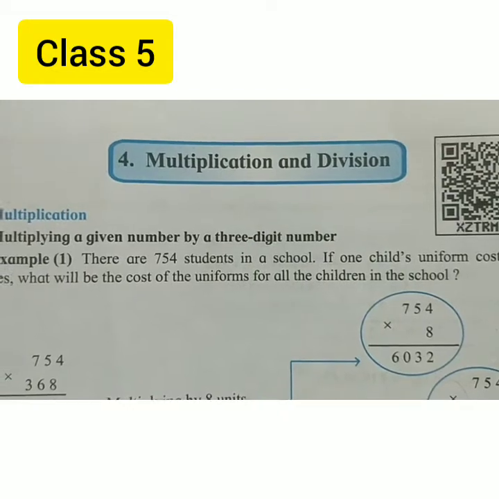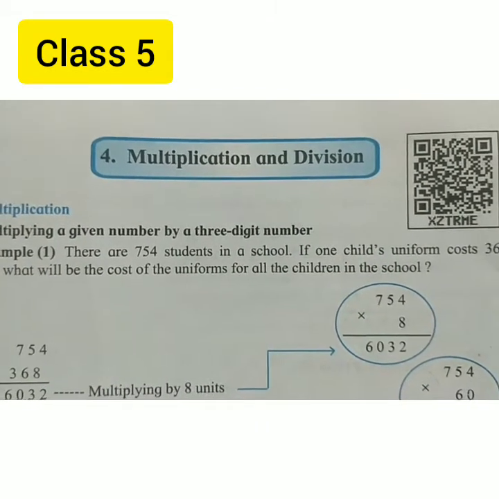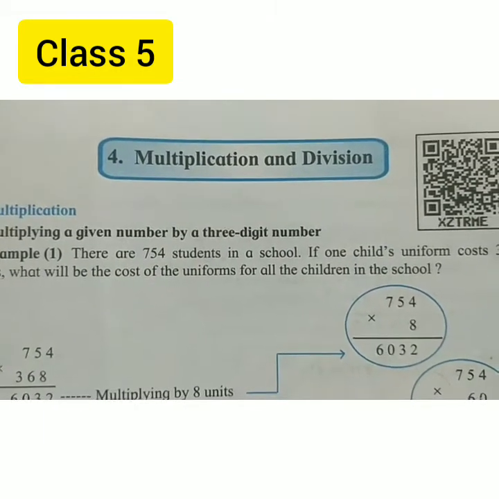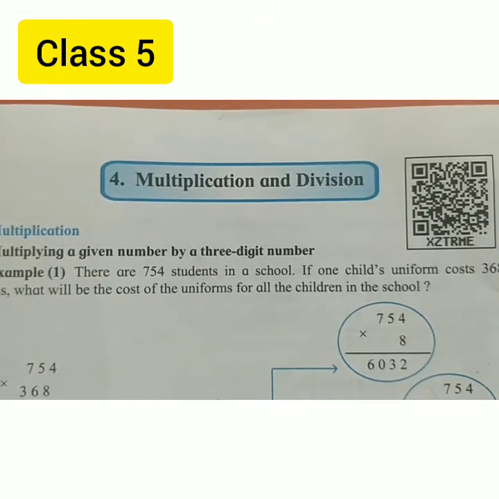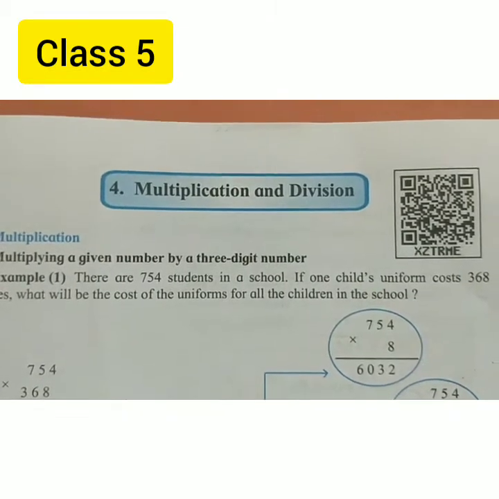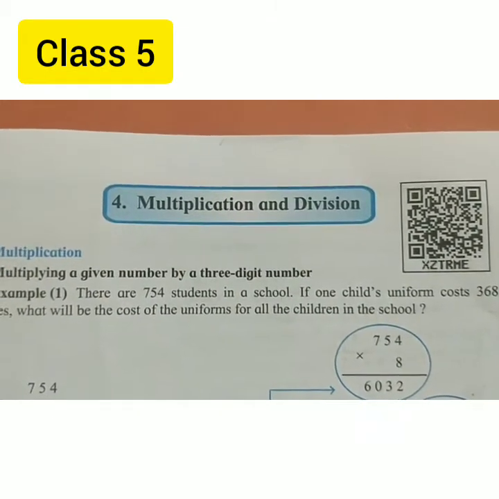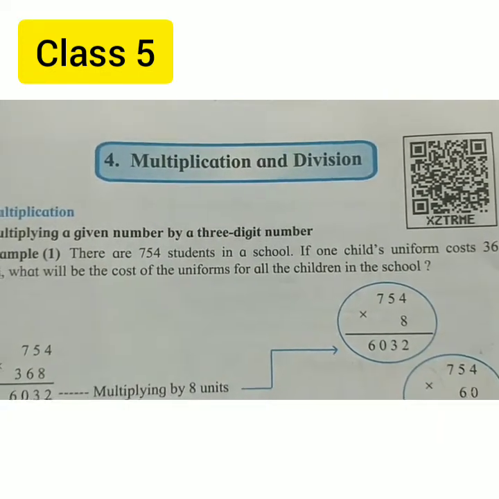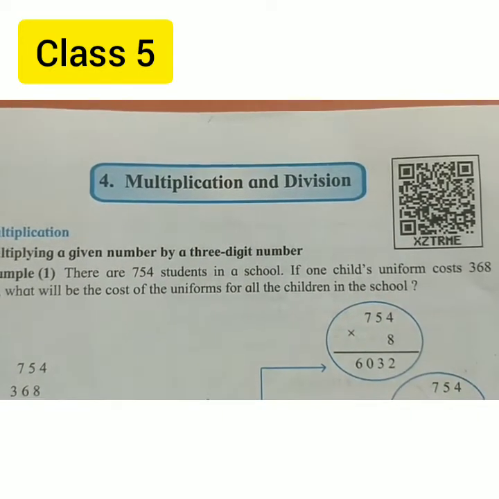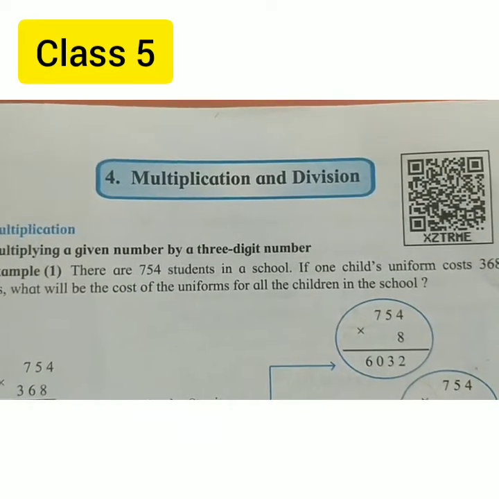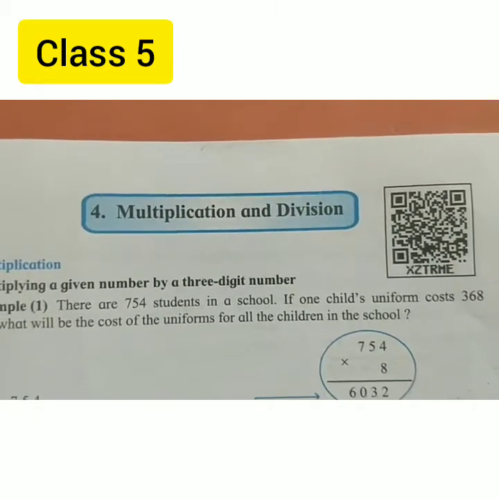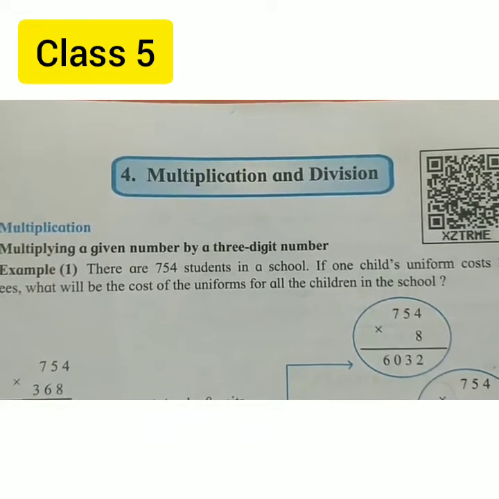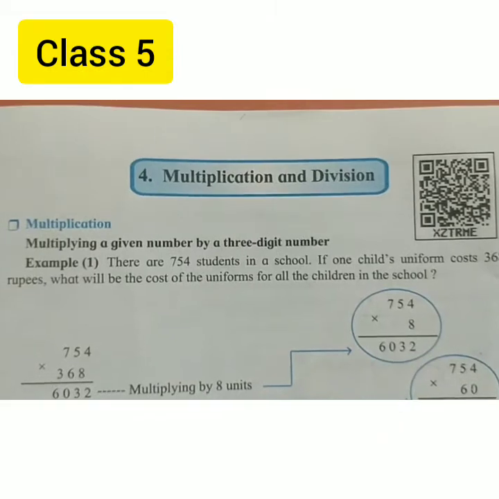There are 754 students in a school. If one child's uniform costs 368 rupees, then what will be the cost of the uniforms for all the children in the school? Now here we know the one uniform's cost, and that is 368 rupees. And we are going to calculate the cost for all the children. So let's do the calculation.